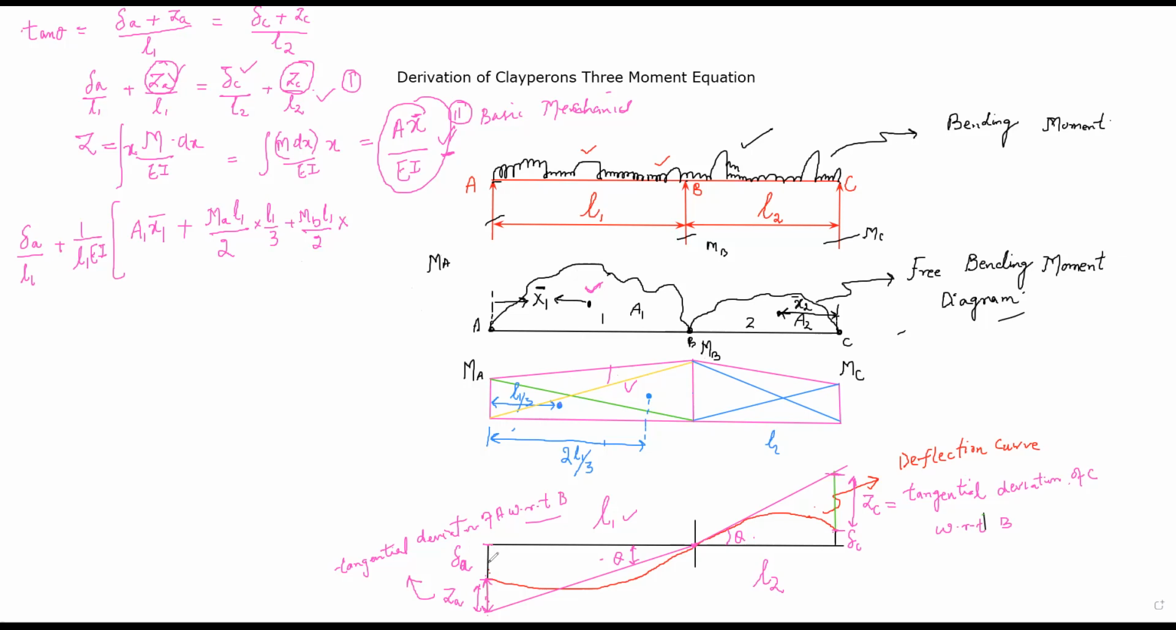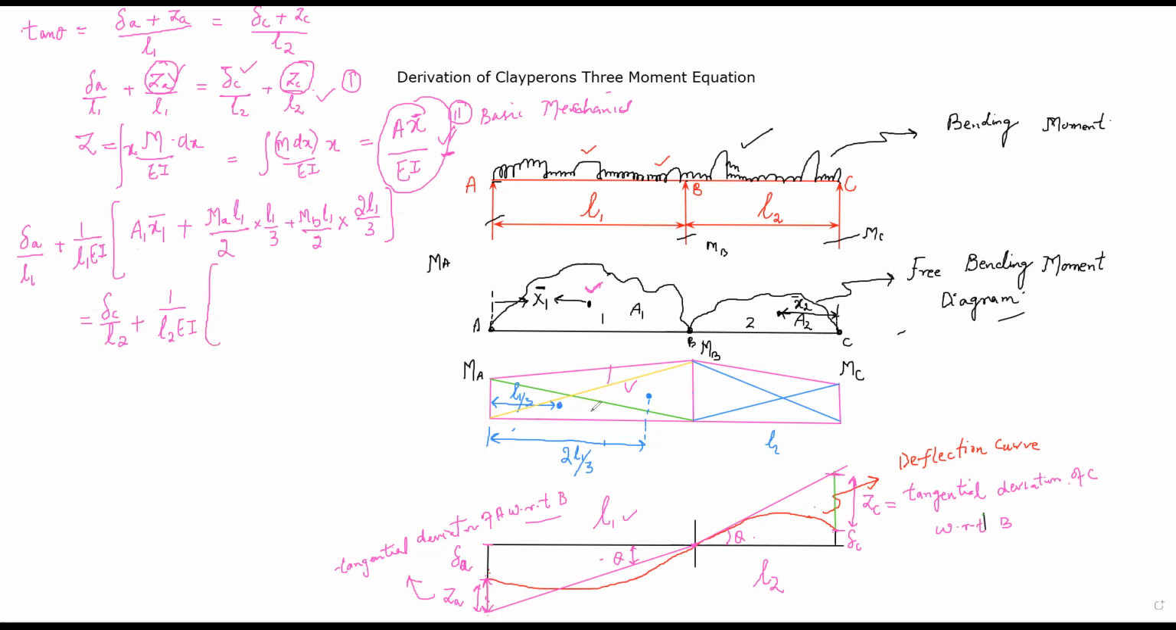Why? Because while we were doing the second moment area theorem, we were taking the centroid or the first moment with respect to the axis where you were calculating the tangential deviation. So that is 2L1 by 3. So multiplied by 2 times L1 by 3 is equal to delta C by L2 plus, then we have 1 by L2, and you will also be having EI there. I will tell you why.